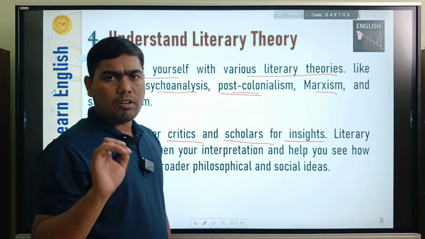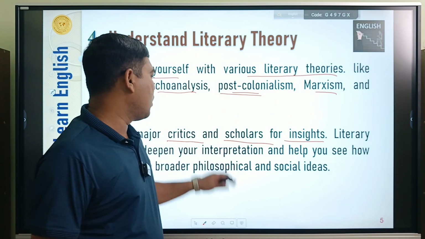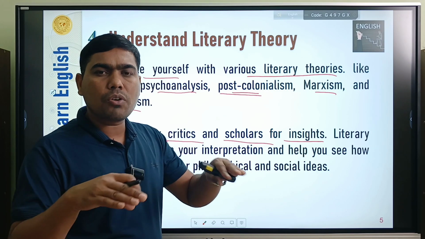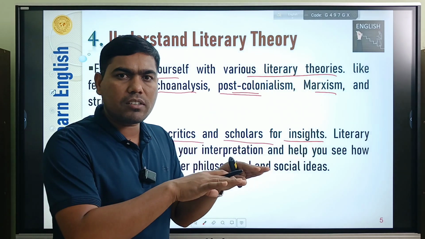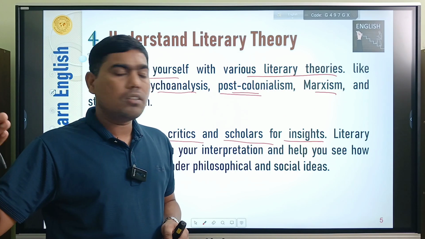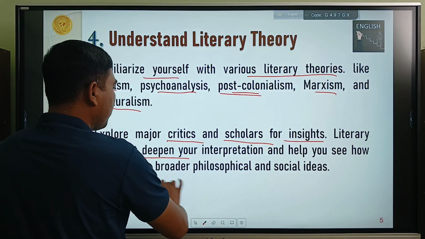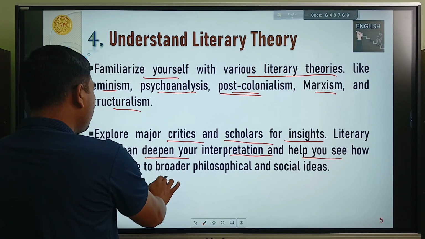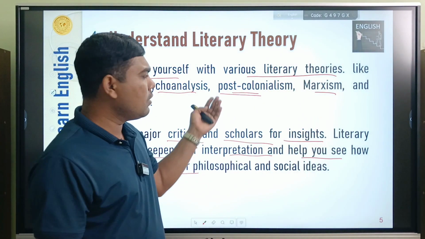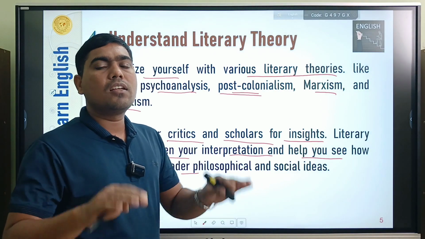So whenever you are reading a particular literary text, you should take the help of the scholars, how they have interpreted the writing, what they have said about the writing, so that you can match them with your own thought and understand whether you are on the right track in understanding the text or not. So you need to study the writing of other scholars or critics who have written on a particular text. Literary theory can deepen your interpretation and help you see how texts relate to broader philosophical and social ideas. So whenever you are applying the theory in understanding the text, then you will be able to relate the texts with your existing social condition.